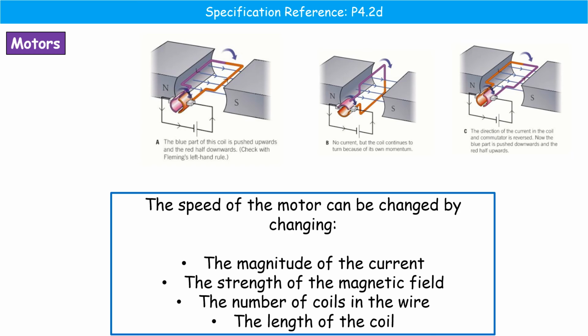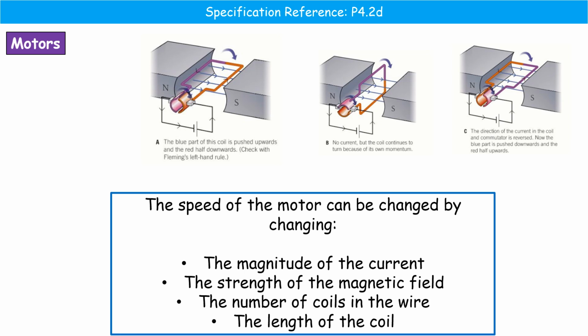Which leads us beautifully onto how motors work. So when we're looking at our motor, we have our split ring commutator, as we can see in the picture at the top, and a coil of wire. In this case, the left-hand side will always be moving upwards, the right-hand side will always be moving downwards, so it's always going to spin in a clockwise direction. In terms of how we can change the speed of a motor, quite simply, we could change the magnitude of the current. You can change the strength of the magnetic field, change the number of coils in the wire, or change the length of the coil.